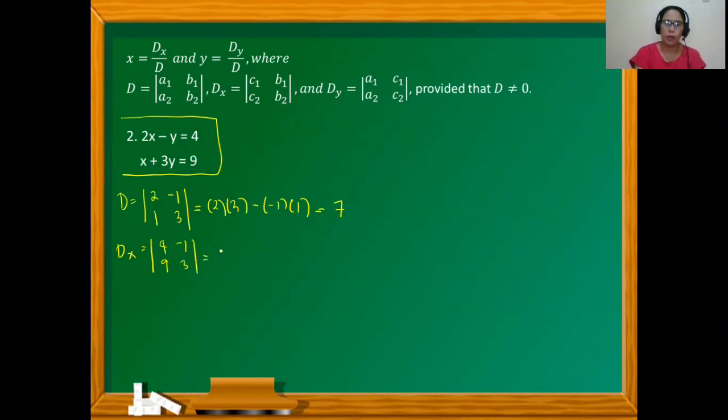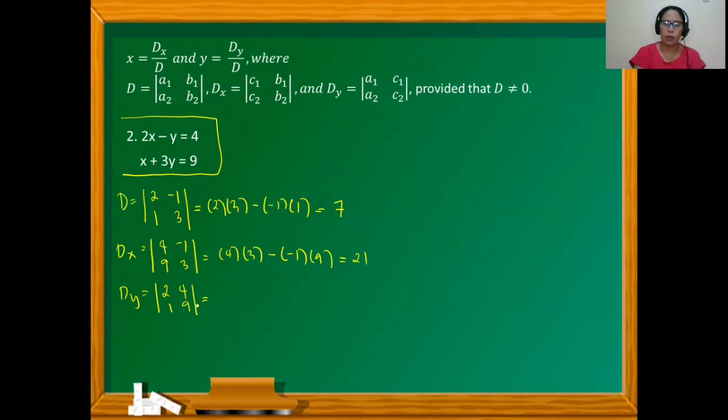So we have 4 times 3 minus the product of negative 1 and 9. So this is 12 minus negative 9. So this gives us 21. And for D sub y, we have A sub 1, A sub 2, which are 2 and 1 respectively. And C sub 1, C sub 2, we have 4, 9 respectively.